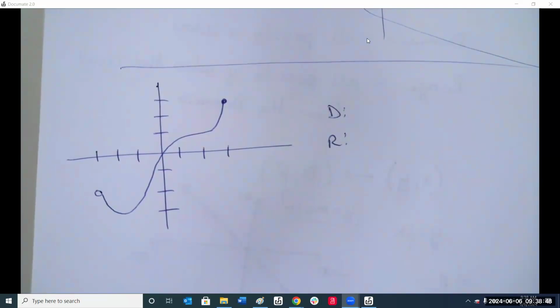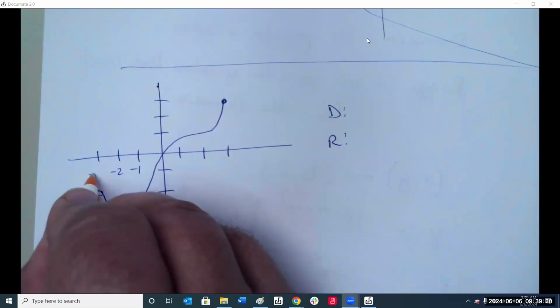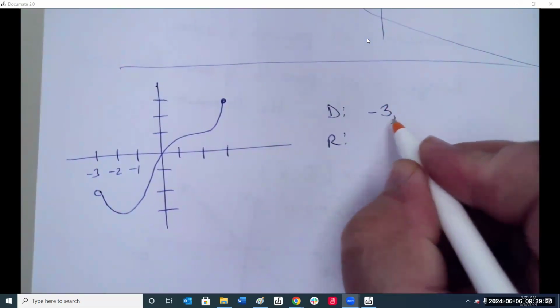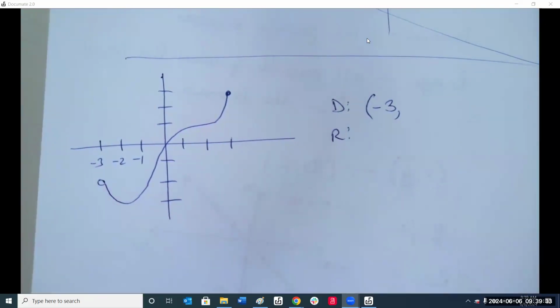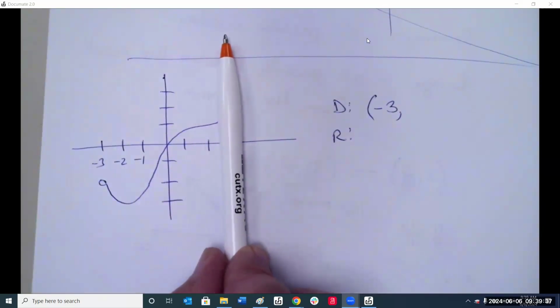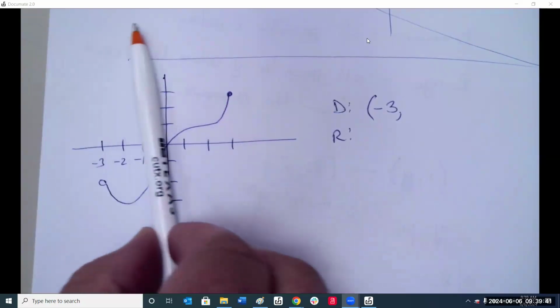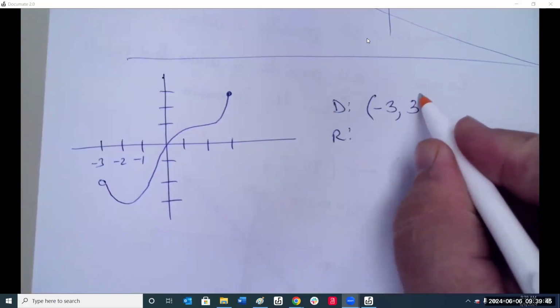How about this graph? How far left can I go? -1, -2, yeah, the graph stops there. So it starts at -3. Is it a parenthesis or a bracket? It's a parenthesis because it's an open circle. I can't use it. How far to the right does this graph go? It stops there because this is a solid dot. What number is that? +3. And since it's a solid dot, it's a bracket.